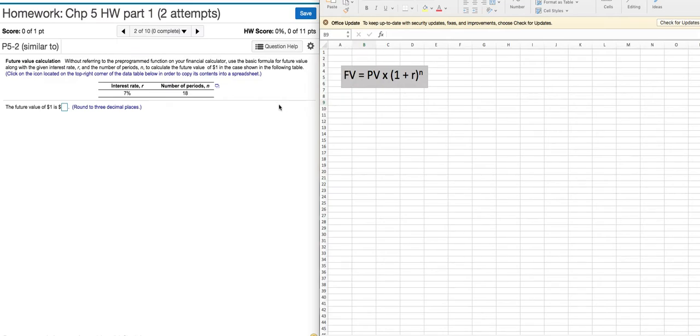So in this problem we have a present value of $1, and we want to find out what it would be in the future. In this case it is 18 periods, or 18 years, at a rate of 7%. If we calculate this manually with the formula, we say equals 1 times 1 plus the interest rate, 1.07, taken to the power of 18. We use the caret above the number 6 to take something to a power, in this case 18, and we get 3.38.